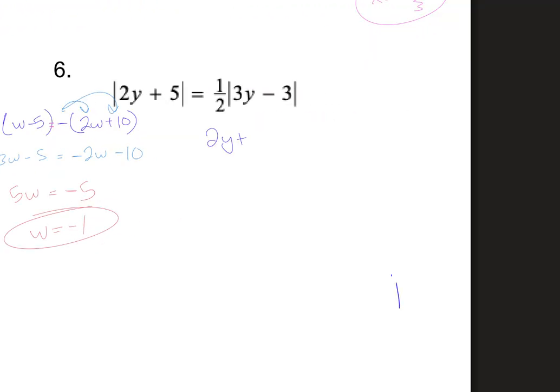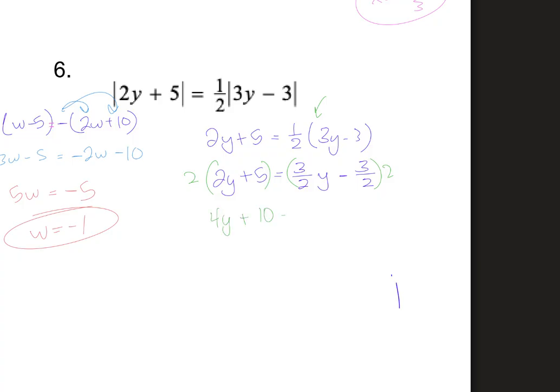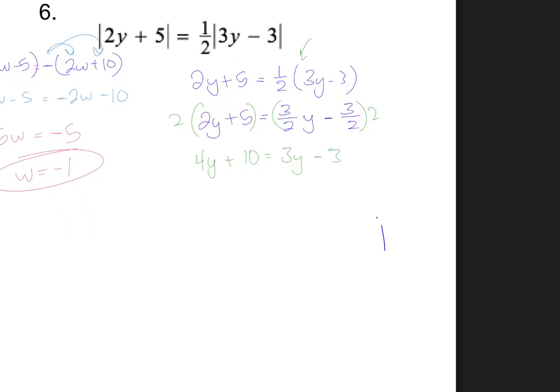Last one, 2y plus 5 equals 1/2 times 3y minus 3. That's the positive version. 2y plus 5 equals 3 halves y minus 3 halves. You know what? I'm going to be a little lazy here, and I'm going to multiply both sides by 2. I should have done it here, but I didn't, just to get rid of the fraction. So I have 4y plus 10 equals 3y minus 3. That's nicer. I'm going to subtract 3y to get y. I'm going to subtract 10 to get negative 13. That's the positive answer.